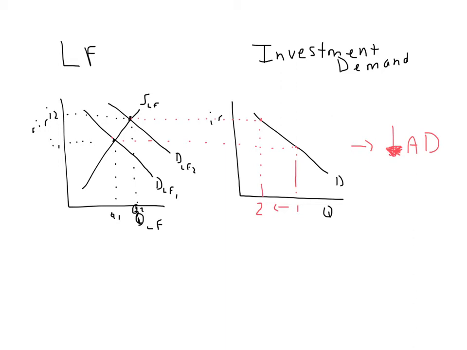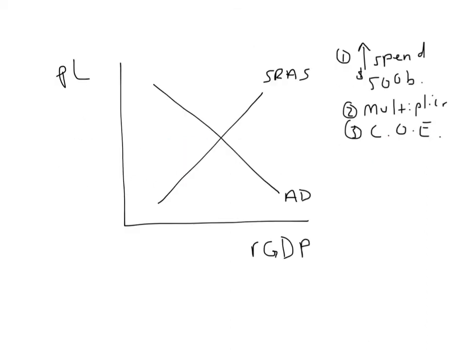More investment demand means more aggregate demand, less quantity of investment demanded leads to less AD. So when the interest rate rises, it becomes more expensive to borrow money, and so investment spending ends up decreasing. The quantity of investment demanded decreases, and it's that decrease of investment demand that directly leads to a decrease in aggregate demand. So now we get to the effect on the AS-AD model.